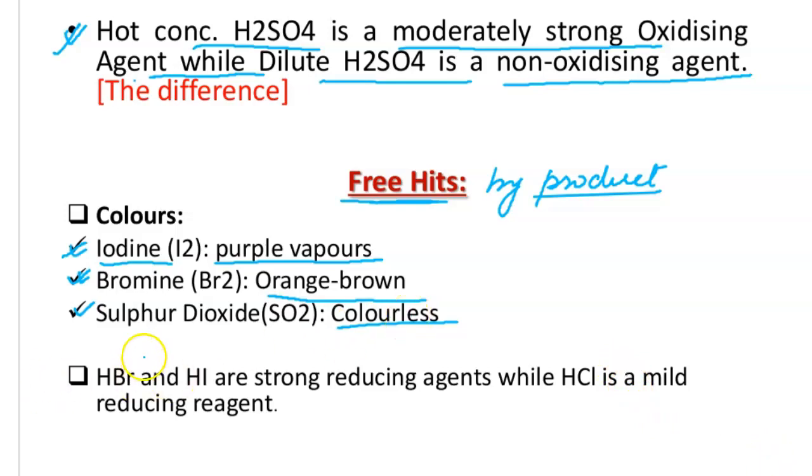Again, a very important concept: HBr and HI are strong reducing agents, as we already discussed, while HCl is a mild reducing agent. So whatever outcomes we have produced here, you have to remember them.